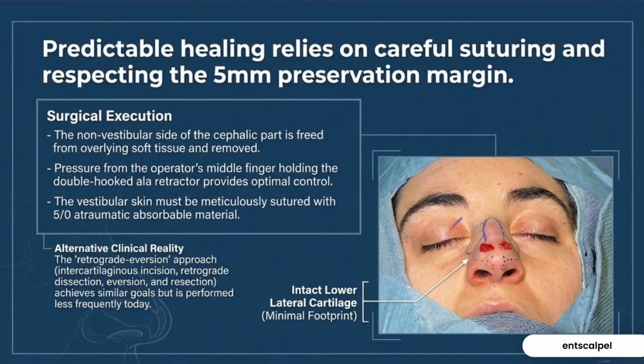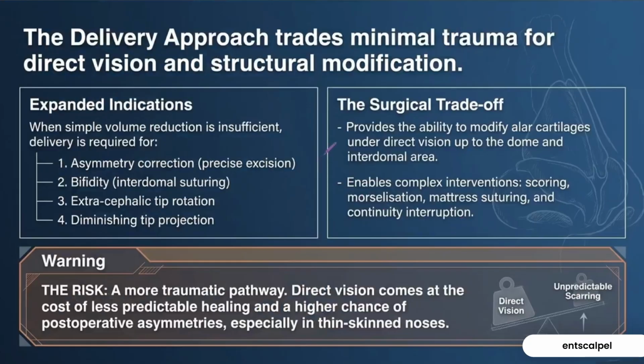But what happens when the house needs more than just a minor window renovation? Like what if a patient comes in with a bifid tip? Oh, right. You know, a tip with a deep, highly visible cleft or split right in the middle, or severe asymmetry, or what the text quite literally refers to as a highly overprojected Pinocchio nose. Yeah, a tiny internal trim isn't going to fix fundamental architectural flaws like those. No. That is precisely where the surgeon must escalate the level of intervention and move to the delivery approach. The delivery approach. It sounds a bit intense, and honestly, the mechanics definitely match the name. This is more traumatic to the surrounding tissues, but it solves the surgeon's biggest problem, visibility.